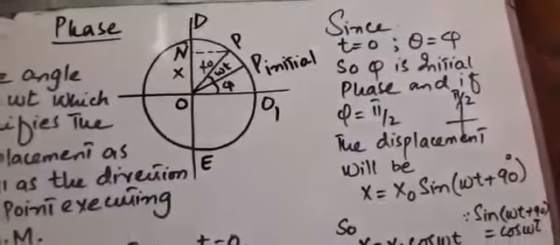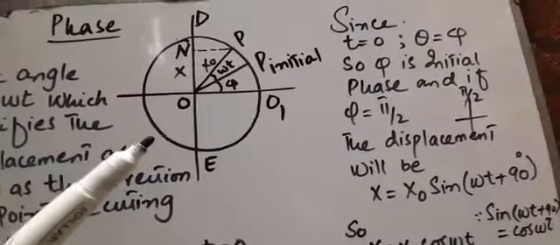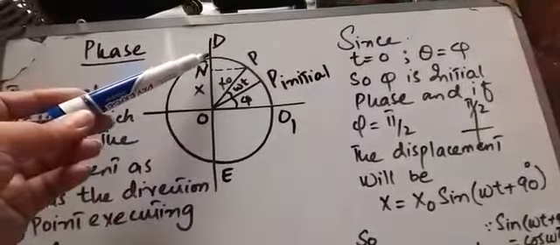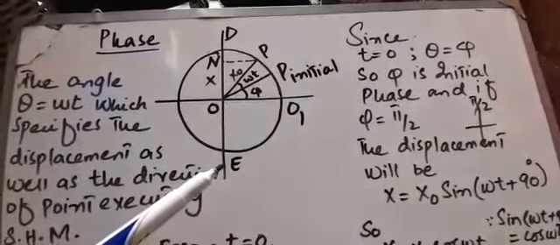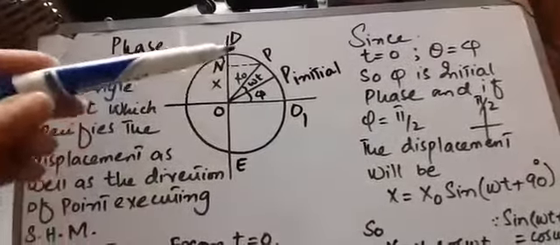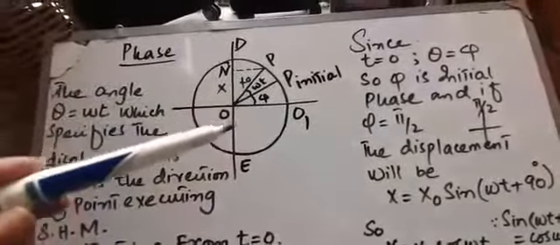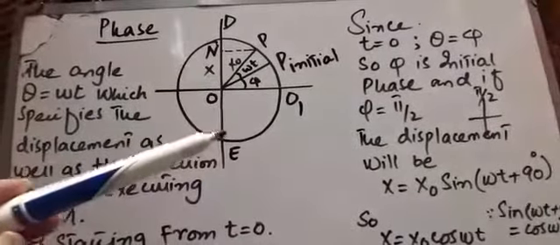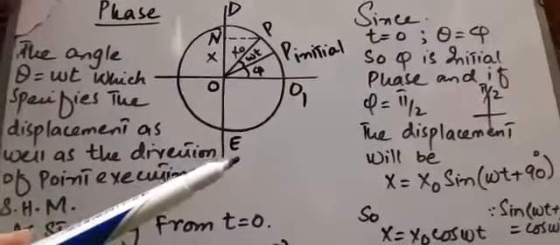First, we consider this diagram. The mean position is O, the first extreme position is D, and the second extreme position is E. The body will vibrate, or you can say move, in simple harmonic motion that has one mean position and two extreme positions along ODE.